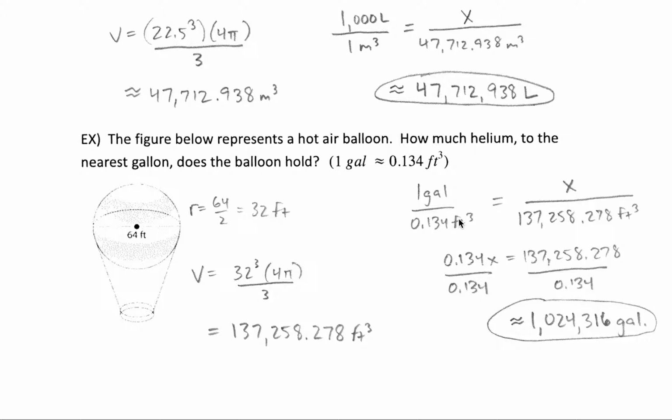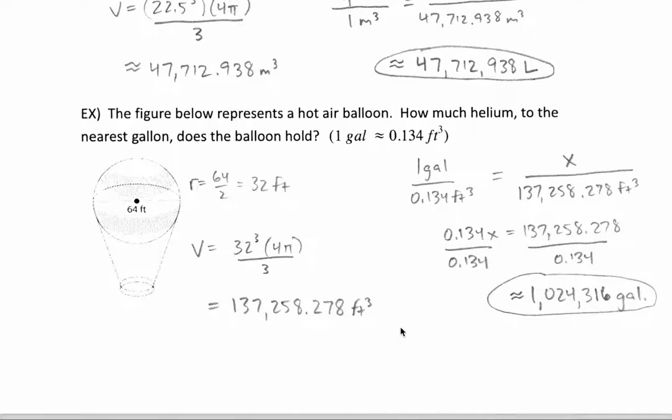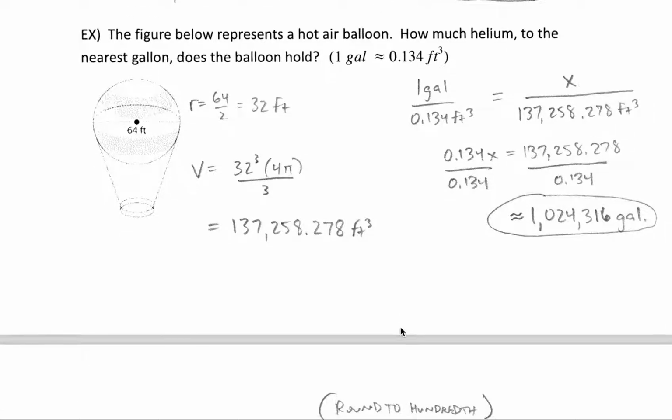This turns into 2 steps. Cross multiplying gives us just this linear equation right here. We'll divide by 0.134 to solve, and we'll get a really big number: 1,024,316 gallons. So a pretty big hot air balloon there, requiring a lot of helium.